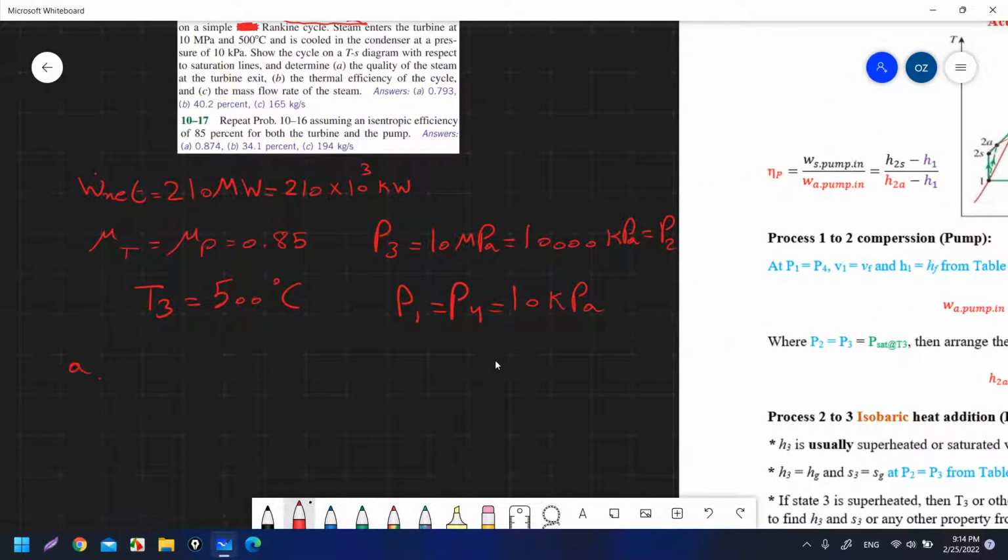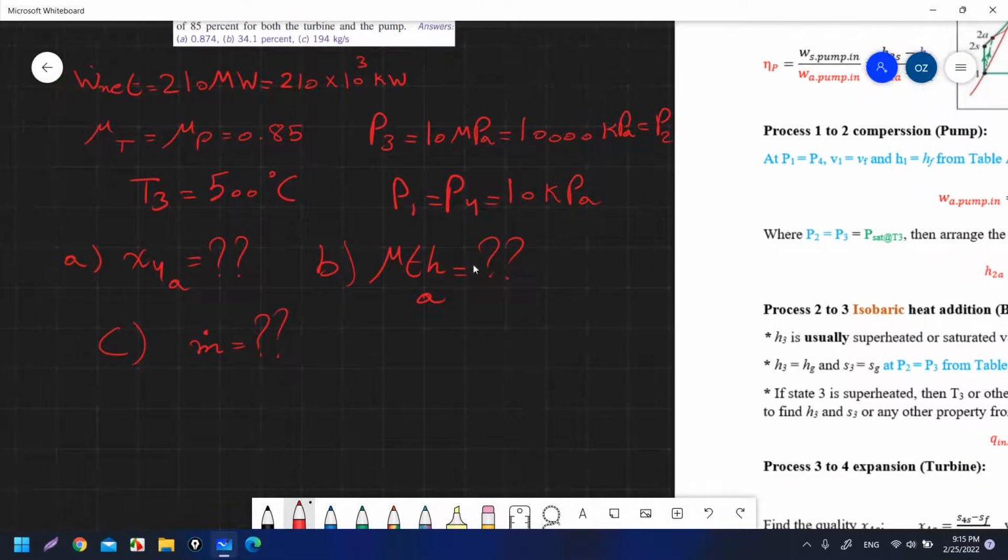So we need to find at part A X4, the X4 actual, the quality for the actual cycle, because we have an actual cycle in this question, isentropic efficiency is given. In part B, we need to find the thermal efficiency for the cycle, and it is the actual thermal efficiency. And in part C, the mass flow rate. Of course, it is the actual mass flow rate, m dot, of the steam.